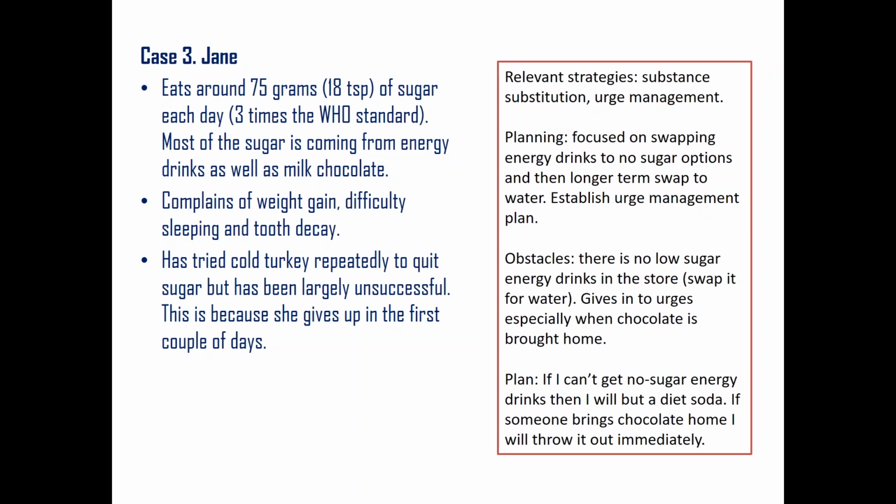The obstacles could be that there were no low sugar energy drinks in the store, or that she gives into the urges, especially when chocolate is brought home. It's amazing how frequently chocolate is found in a person's life: they're given chocolate, they find chocolate. So the backup plan would be, if I can't get no sugar energy drinks, then I'll buy a diet soda. And if someone brings chocolate into the home, I throw it out immediately or perhaps re-gift it. So you can see how that's a very concrete plan.